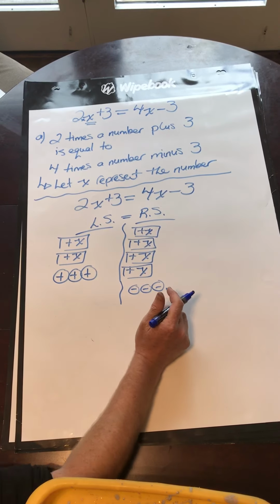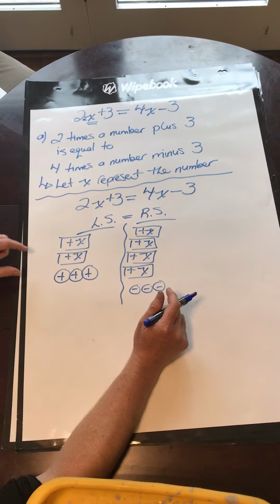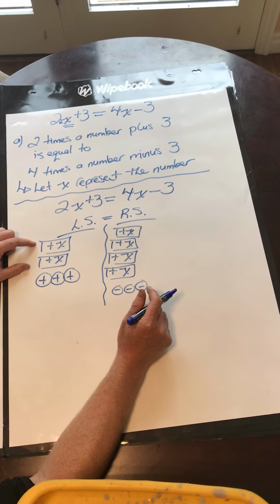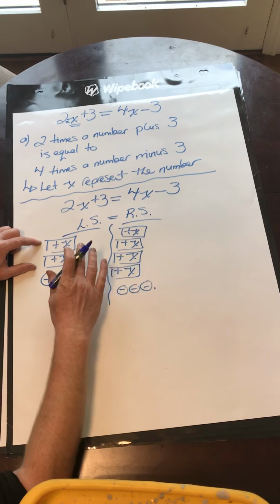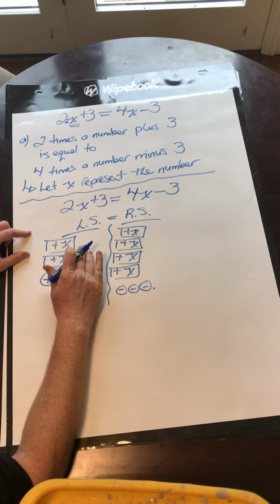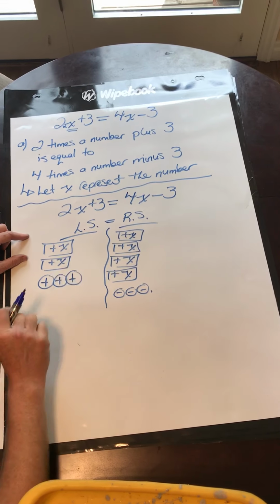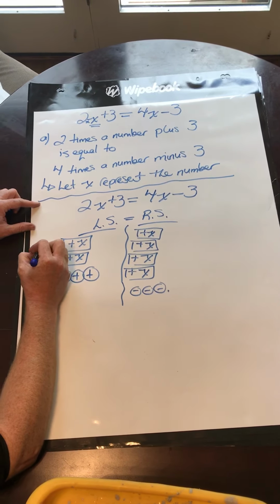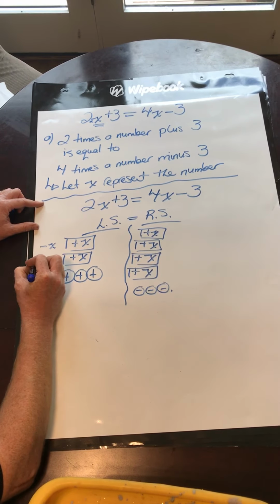Okay, so how do we go about doing that? Well, the first thing that we're going to do is we're going to say if I only want x tiles on the right side, I don't want any x tiles on the left side. So I need to get rid of these two positive x tiles on the left side. And how do I do that? Well, I add 2 negative x tiles.